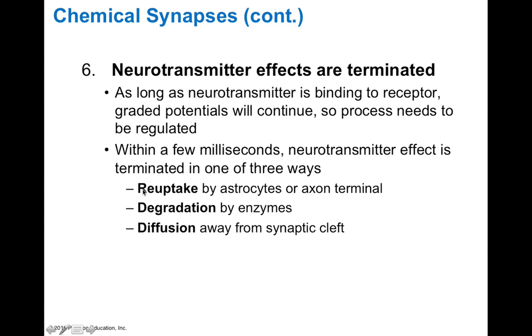Now, neurotransmitter effects are terminated by 3 key phases here. Our presynaptic cell can reuptake that neurotransmitter, and reuptake is a way to recycle those neurotransmitters. Otherwise, we can degrade them with enzymes, and this is what we saw at the neuromuscular junction with acetylcholinesterase. It breaks down acetylcholine by degradation. Or the neurotransmitters just diffuse away from the synaptic cleft, and this occurs within a few milliseconds. So we're saying that the effect of neurotransmitters is rapid and brief.